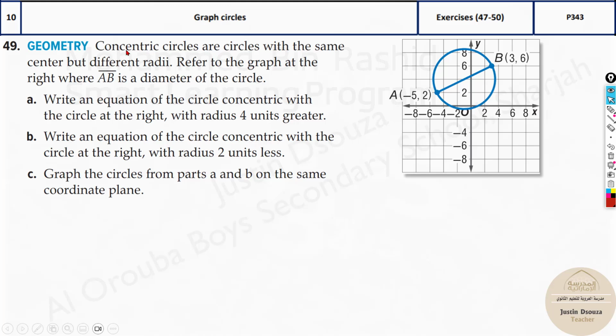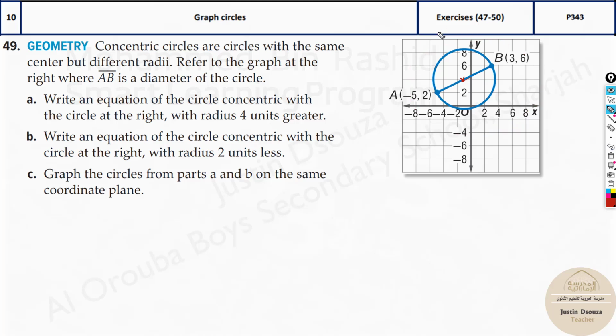Now this one over here is about concentric circles, which are circles with the same center but different radii. Refer to the graph at the right, where AB, this line, is the diameter of the circle. Write an equation of the circle concentric with the circle at the right with a radius 4 units greater. Now what you need to understand is, they have told the center is the same, but there is 4 extra radius.